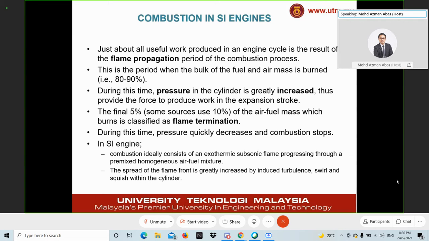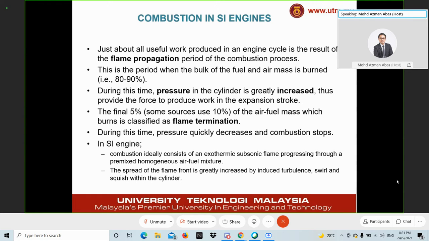So during the first phase, we have between 5 to 10% of the air fuel mixture being burned, and then you have the second phase, where most of the air fuel mixture, 80 to 90%, is being burned, and the remaining 5 to 10% is being burned in the last phase, which is the flame termination. During this time, pressure quickly decreases in the flame termination, and combustion dies off or stops.